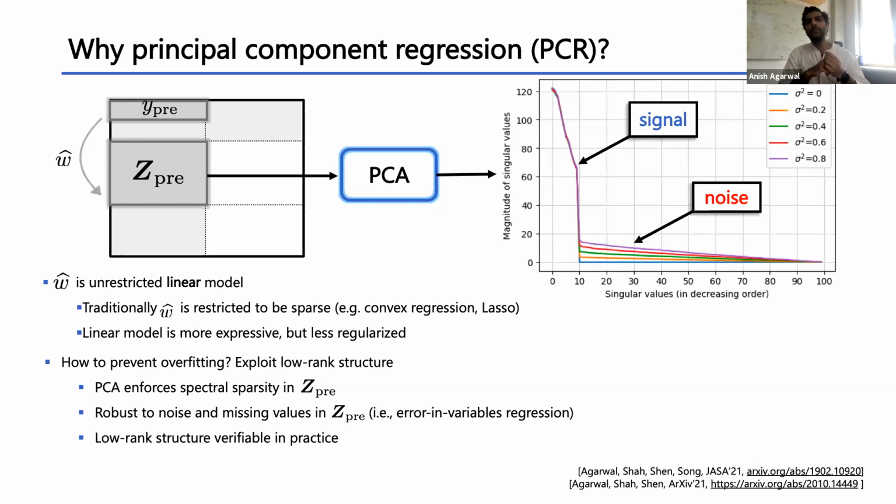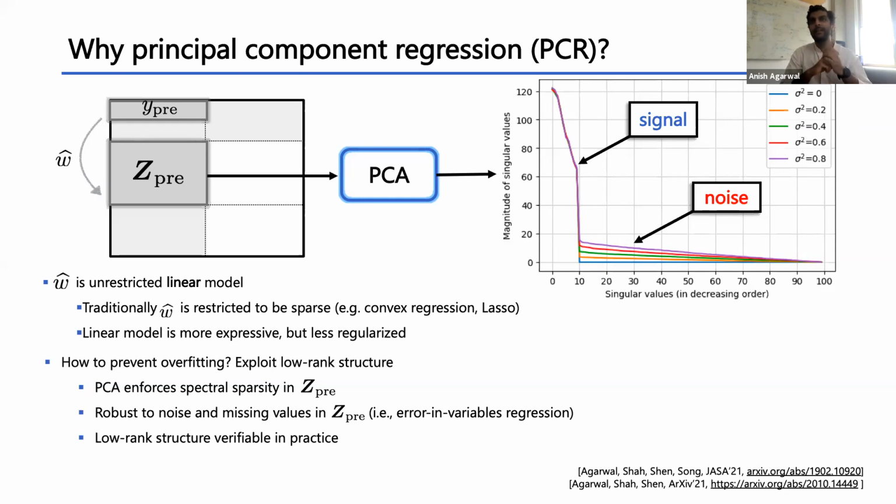Well, what we do is exploit the low-rank structure that exists in Z pre. By doing PCA on Z pre, what you're really doing is enforcing spectral sparsity in Z pre. So instead of enforcing sparsity in W hat, you now enforce sparsity in the spectral sense over the singular values of Z pre. And some additional benefits of doing so is that it becomes robust to noise and missing values.